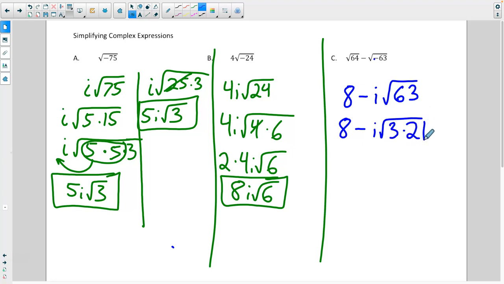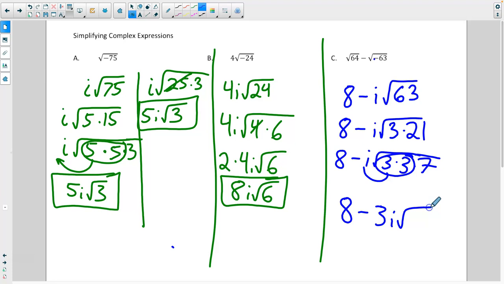So 3 times 21. 3. I check to see if it has a buddy. It doesn't. I check to see if it's prime. It is, which means I can't do anything with it. So I move on to the next one. 21. 3 and 7. So I look here. I got 2 of the same numbers. So I'm going to circle them, and I'm going to drag them out. So I'm going to have 8 minus 3i square root 7.